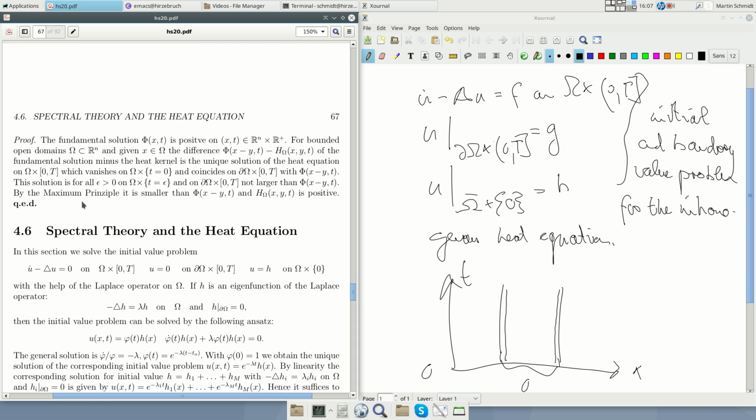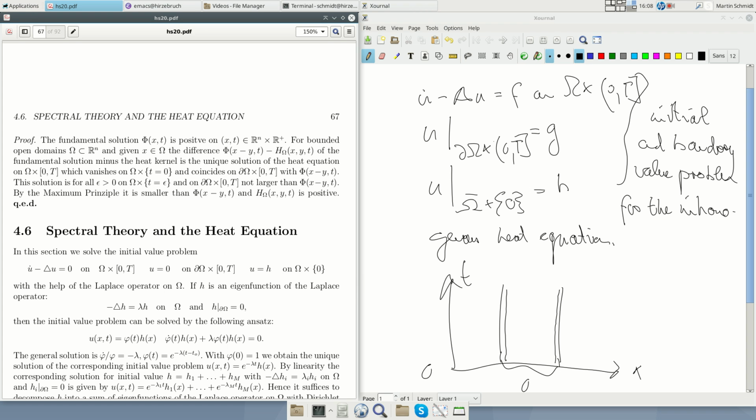By the maximum principle, the heat kernel now is smaller than the fundamental solution. Sorry, this difference is smaller. This difference is smaller than this. So this function is positive.